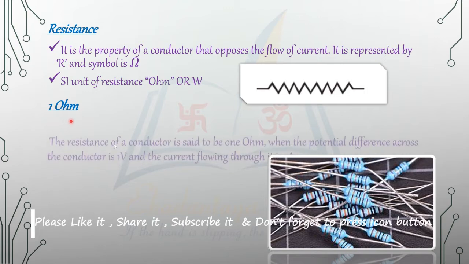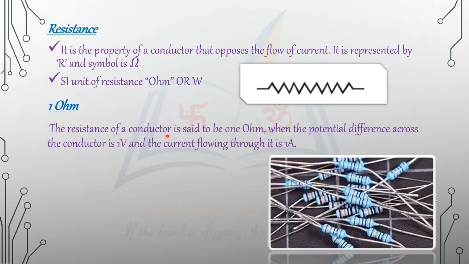Now let's see what is 1 ohm. The resistance of a conductor is said to be 1 ohm when the potential difference across the conductor is 1 volt and the current flowing through it is 1 ampere. It is given by V equals IR, so R equals V by I. 1 ohm is equal to 1 volt divided by 1 ampere.